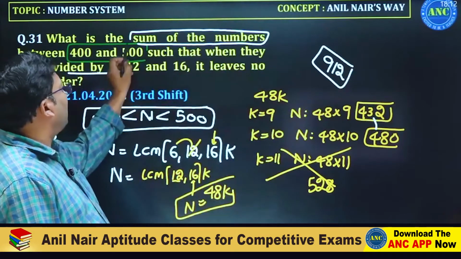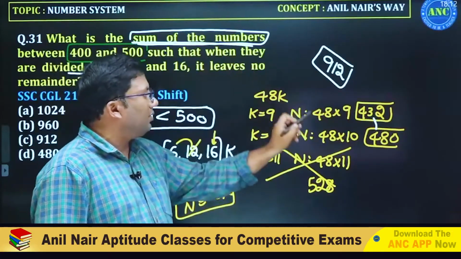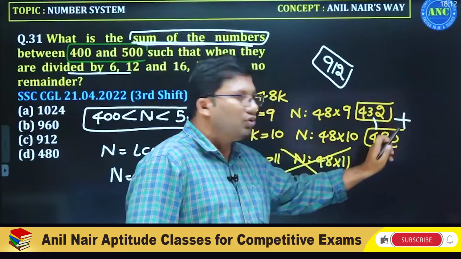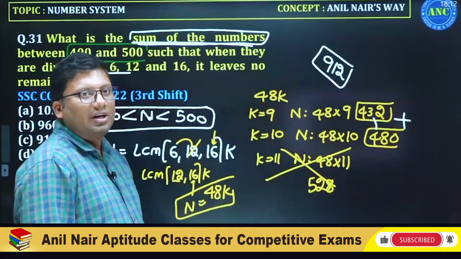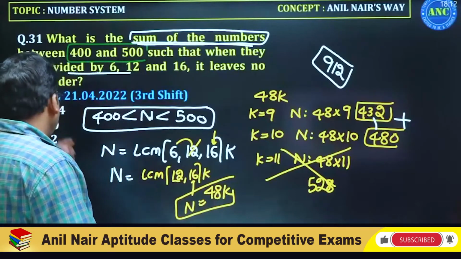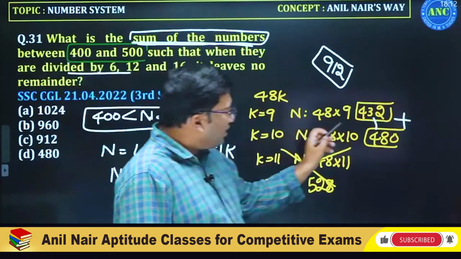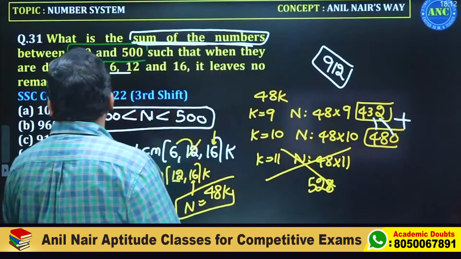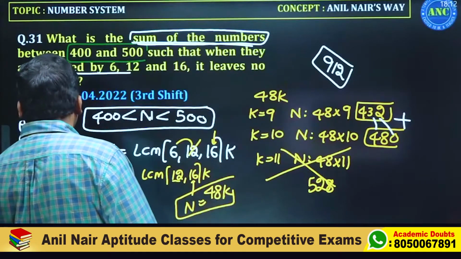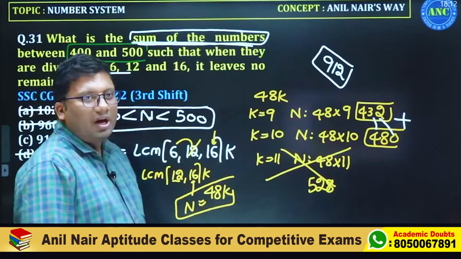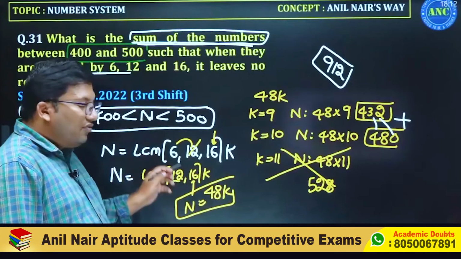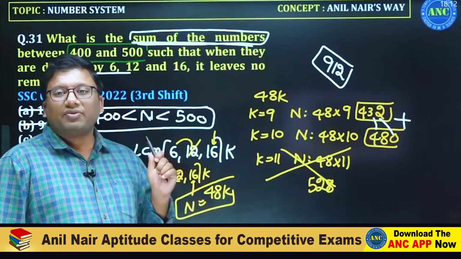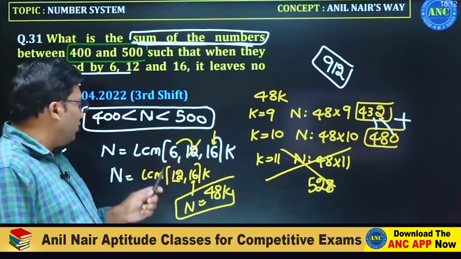432 plus 480, because he is telling us to add those numbers, so I added both 432 and 480. You don't need to do all this. Just add the unit digits. What is 2 plus 0? It is 2. The answer's unit digit should be 2. I hope the idea is clear. Wherever I am simplifying, that idea should be very much clear to you.